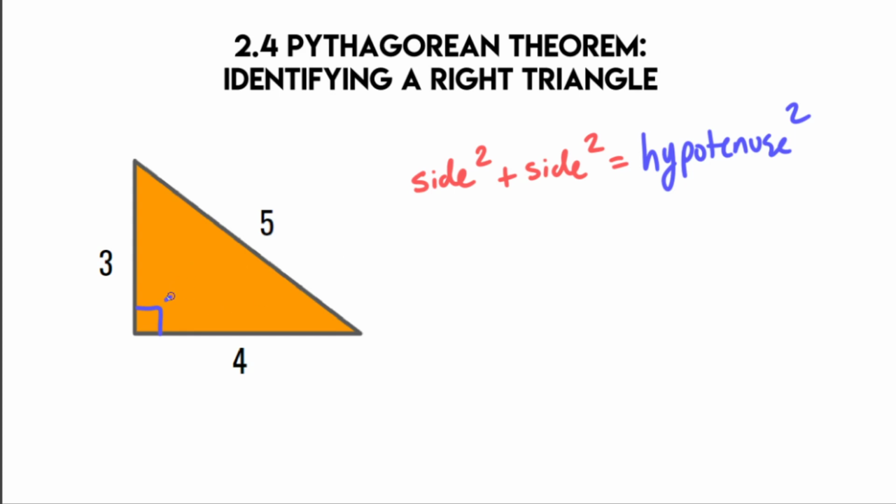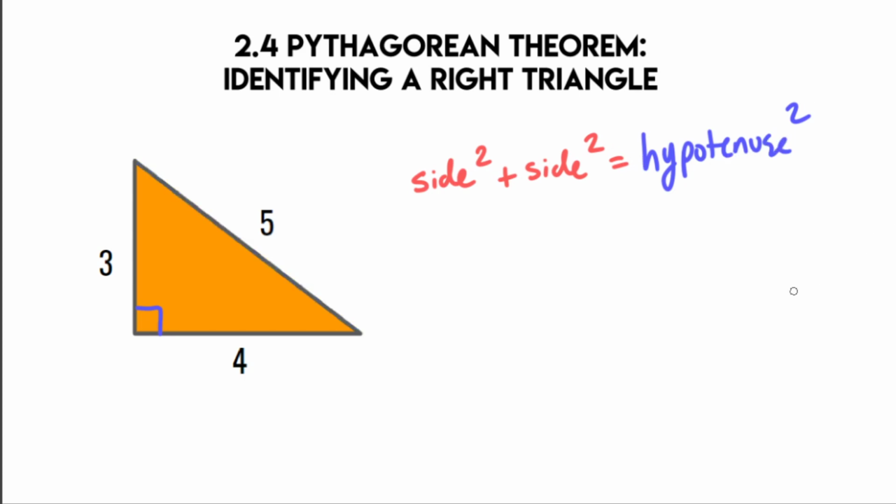For a right triangle, the hypotenuse is always the one that is opposite of the right angle. So this is going to be my hypotenuse. It's always the one opposite the right angle, and it's always the largest side. So the two smaller sides squared is equal to the hypotenuse squared, okay?